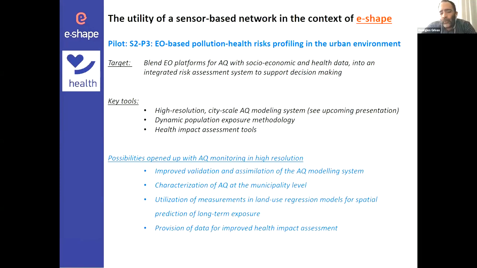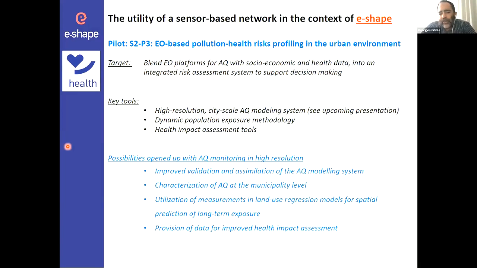Now, our goal here is to provide some kind of air quality monitoring at the municipality level. And I will close with some thoughts on how this network can be of use in the framework of a project like eShape. In brief, the eShape project aims to develop and support the exploitation of Earth observation services for decision makers in Europe. In the framework of eShape, the National Observatory coordinates a pilot that aims to blend EO platforms for air quality with socioeconomic and health data into an integrated risk assessment system in order to support decision-making by local stakeholders. The key tool used in the eShape project is a high-resolution city-scale atmospheric model. There's an upcoming presentation by Eleni Athanasopoulou, and there will be more details there.